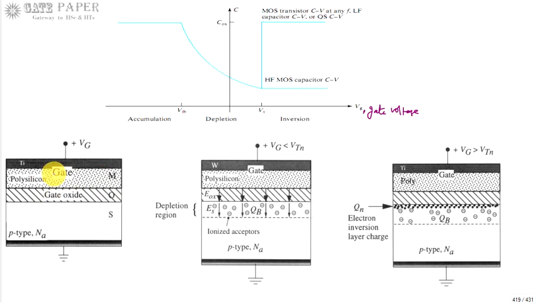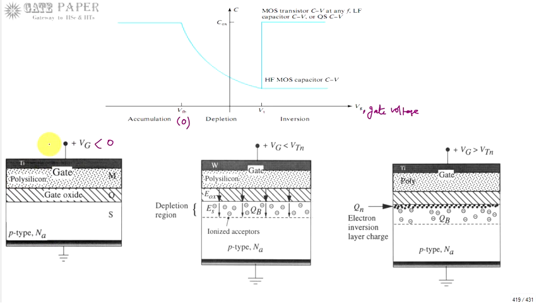This is the structure. For this structure, if you apply a voltage less than 0, that is, you are applying a negative voltage for the N MOSFET, so VG is negative. VFB is treated as 0 volts, so the effective gate voltage is equal to 0.